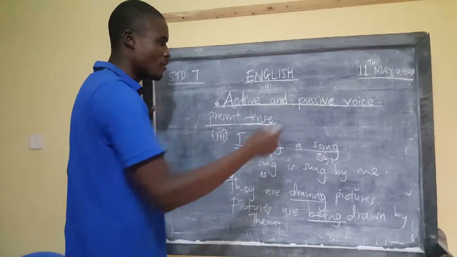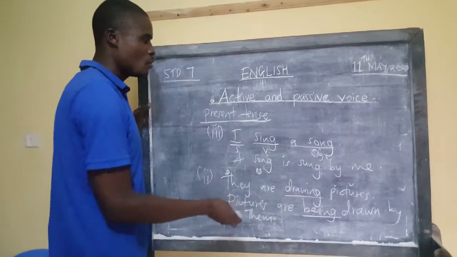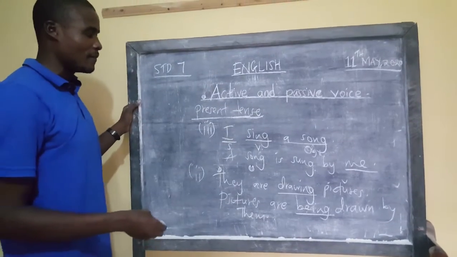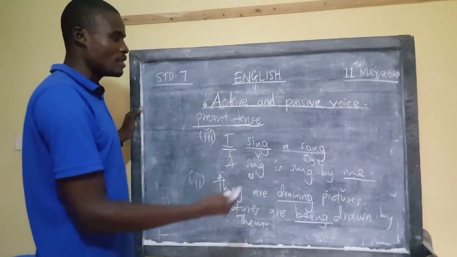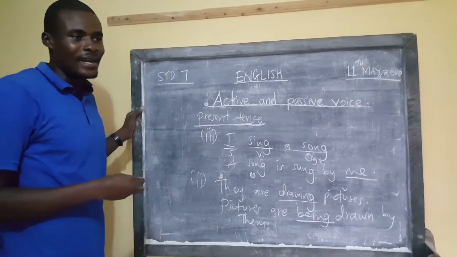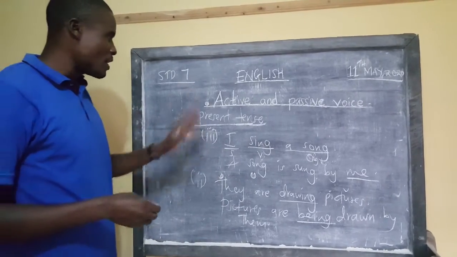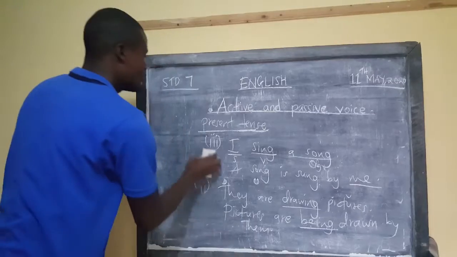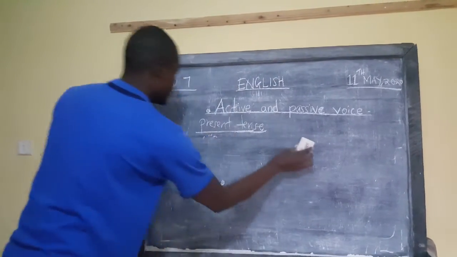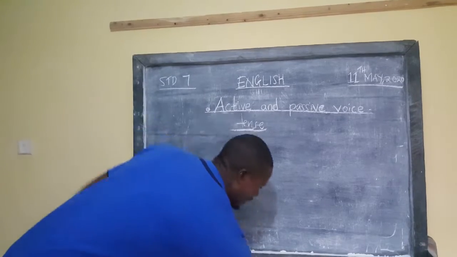I sing a song. So when it comes to the passive voice, we talk of the what? The objective pronoun will now come last there, the object part. A song is sung by me. You can't say a song is sung by I. I hope you are together, Lana. So much for the present tense. Let's go to the second aspect, that is the past.